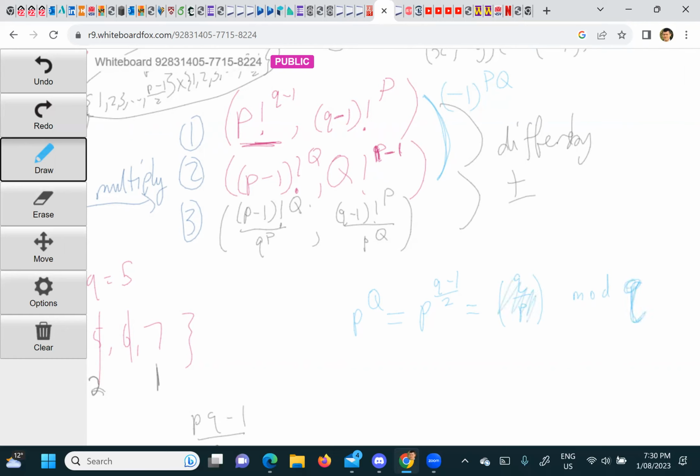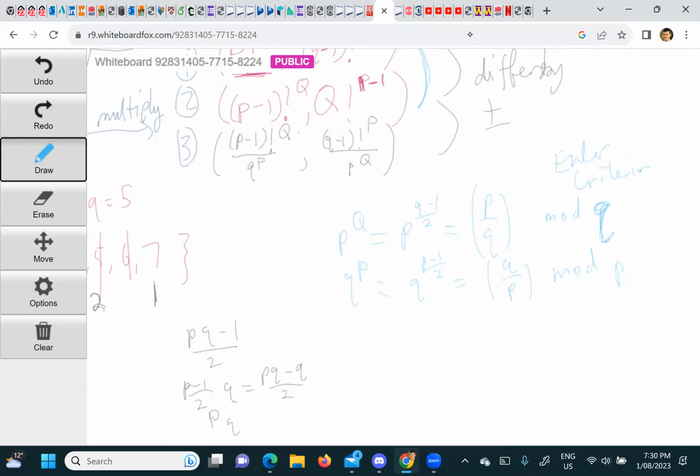I think it should be P over Q, right? Yeah, P over Q. Sorry. And the same thing, Q to the P equals Q to the P minus 1 on 2, P to the Q mod Q, which is equal to Q over P mod P. And when you multiply, this is the Euler's criterion, reciprocity.